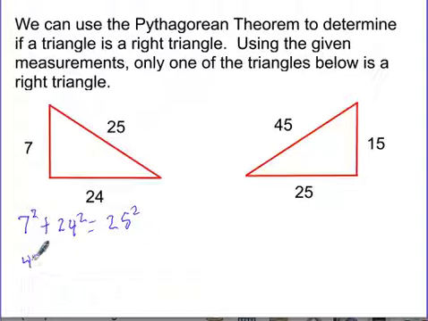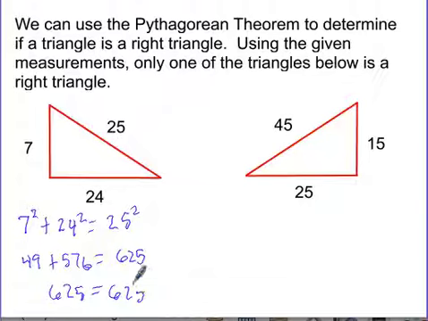So 49 plus, what was it, 576, equals 625. So that's going to be true, isn't it? 625 equals 625. So that one is a right triangle. That's all we've done is prove that it's a right triangle. So now this one, hint, hint, what do you think is going to happen?